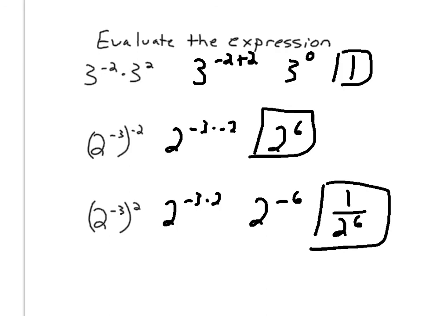And that is it. Okay, now your book, I can't remember because I haven't looked at this yet, might take this and multiply it all out and say 2 to the 6 is 64, and this is 1 over 64. I want you to leave your answers, when it says evaluate, in exponential form, so that they stay like this. Same thing here, I guess we could have left this one as 3 to the 0 as well, and I would have counted that right.